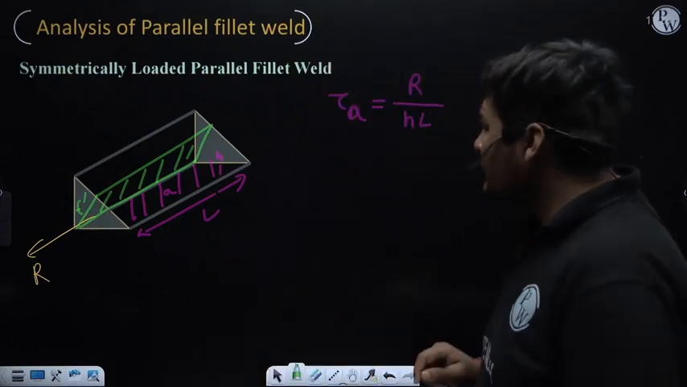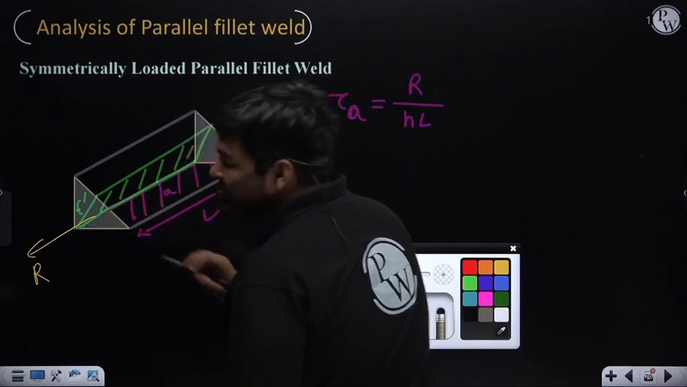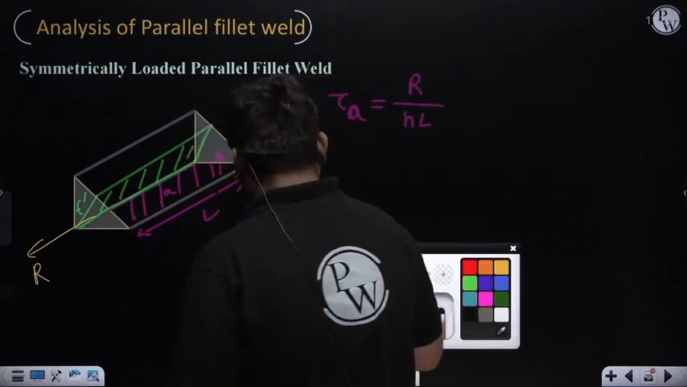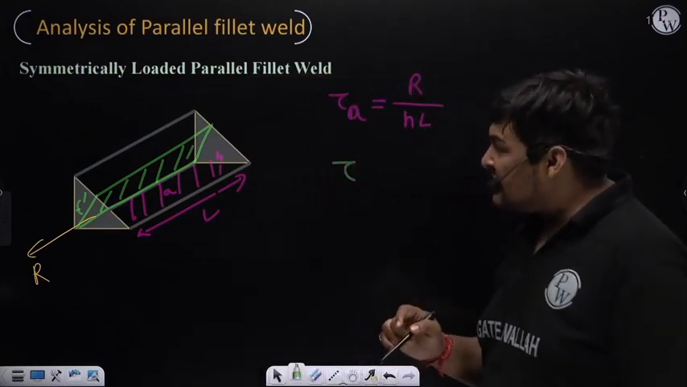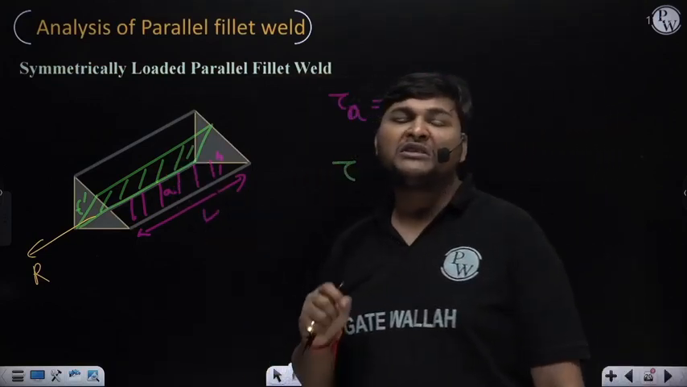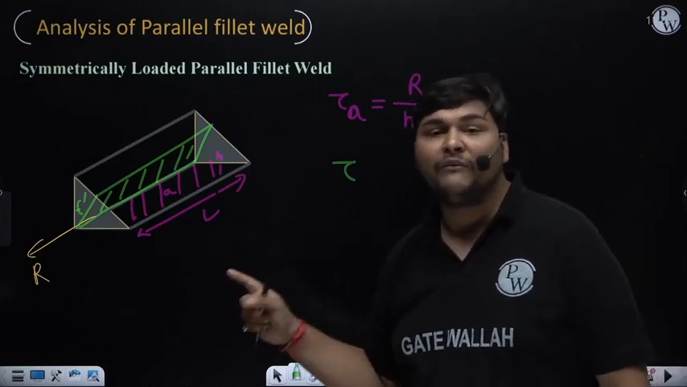Okay, so suppose I am going to calculate stress at this T dash plane. I am referring to this as the T dash plane. Okay, so how to calculate shear? Again, first we need to see in this T dash plane, meaning in this green plane, which type of stress will come due to resistance R when it is parallel to the weld length.